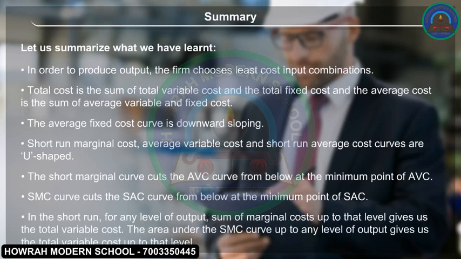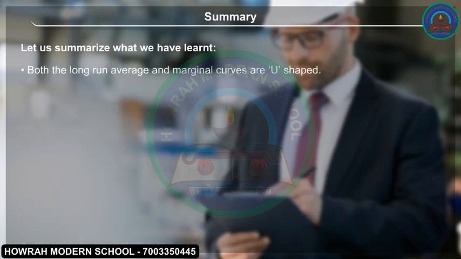In the short run, for any level of output, the sum of marginal costs up to that level gives us the total variable cost. The area under the SMC curve up to any level of output gives us the total variable cost up to that level. Both the long-run average and marginal cost curves are U-shaped.